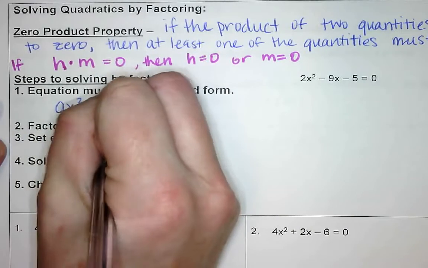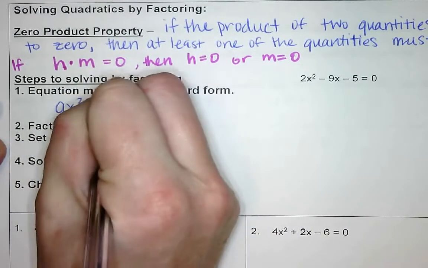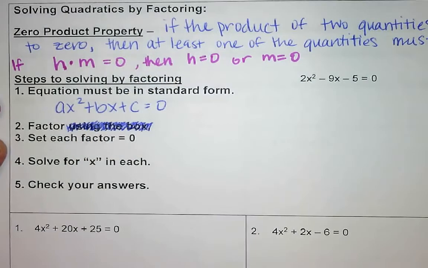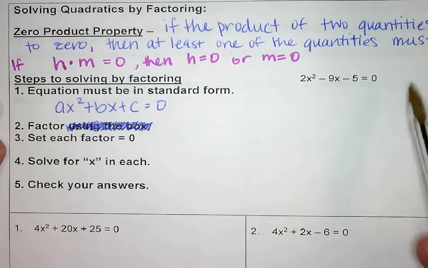Y'all are good with just factoring? Okay? So the second step is we're just going to factor. So let's factor 2x squared minus 9x minus 5. So how do we factor this lovely trinomial? What's our first step, y'all?